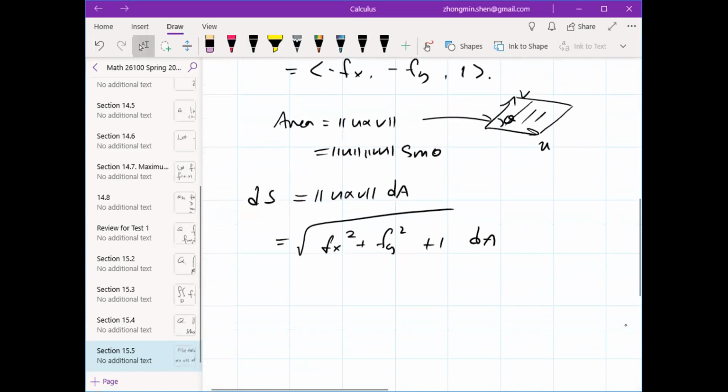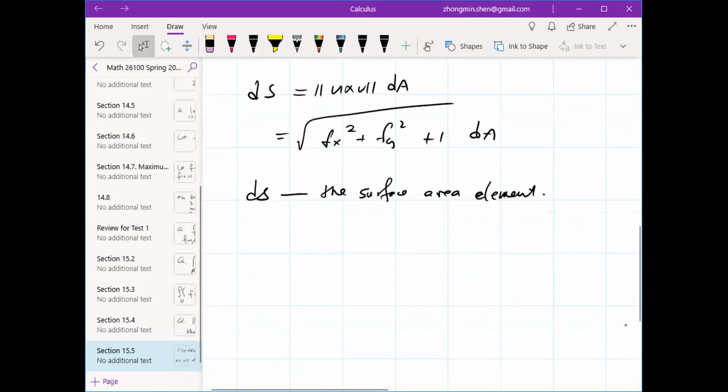Now the surface is not necessarily the surface of a graph. It's not necessary to be the graph of a function. Then you can use the above formula to find the surface area element. Say dA_S is called the surface area element.